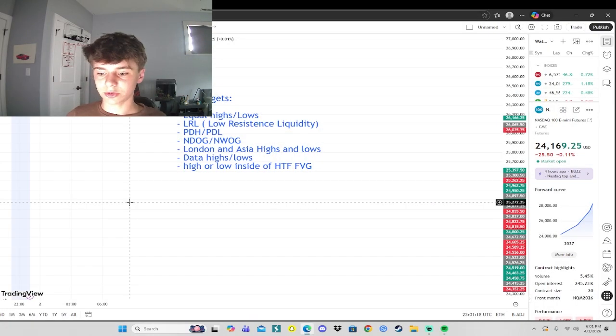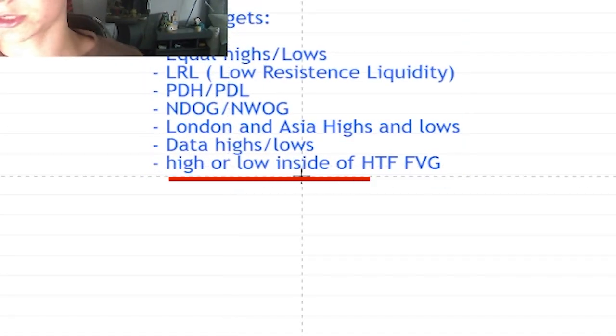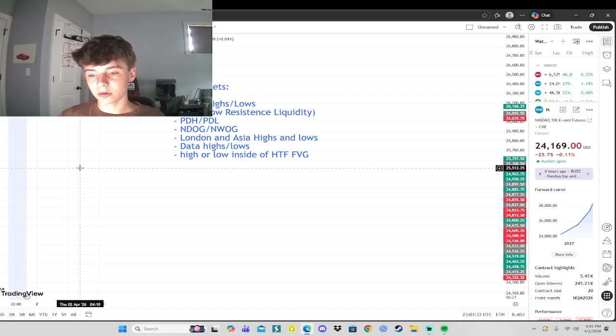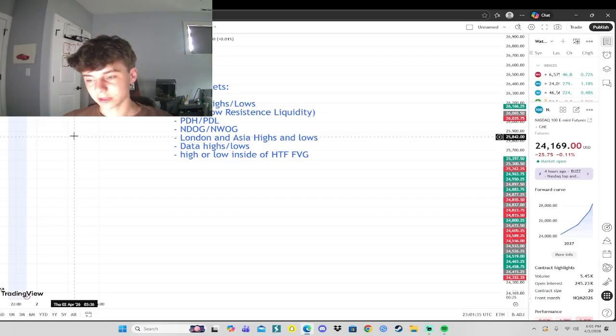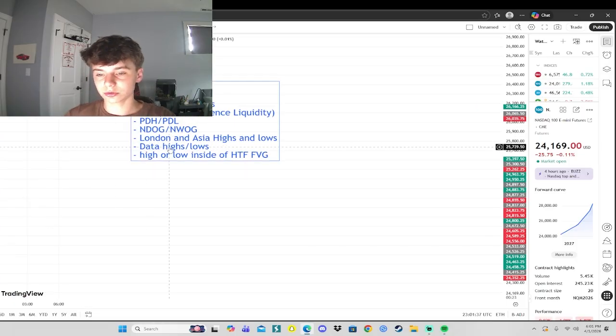Last target that we're going to be going over, and the one that I'm usually most happy to find, and the one that works most often for me, is highs or lows inside of high time frame fair value gaps. So what is a high or low inside of a high time frame fair value gap? Let me draw it out for us real quickly first.